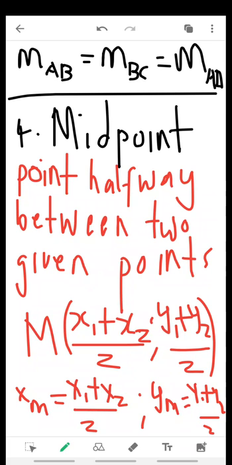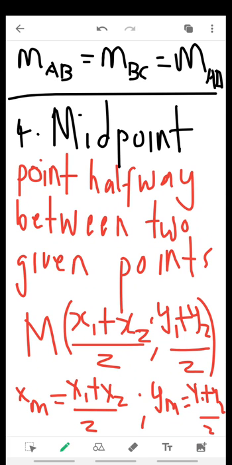This is a point halfway between two given points. If I have A and B at a certain distance from each other, then there's a point that is halfway between them, meaning from that point to A and from that point to B, giving you equal distance. Then we say that point is a midpoint. It's at the middle of A and B.